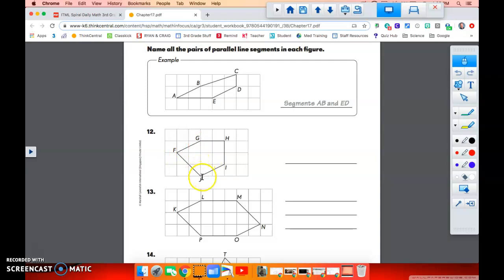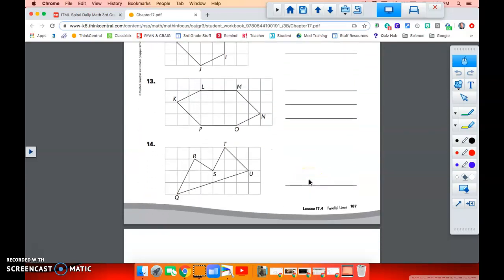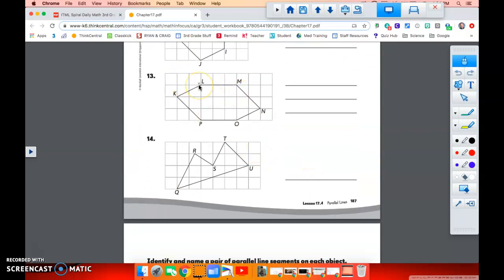So let's go to the J. Over 2, up 1. So we're going to go F, G, and J, I are parallel. This one and that one. Okay, 13, we have 3 sets here. So pretty easy. We see the LM and PO. Boom, right away we know those two are, right?